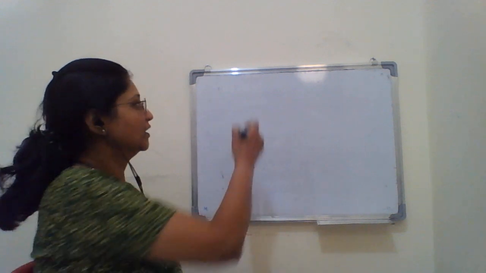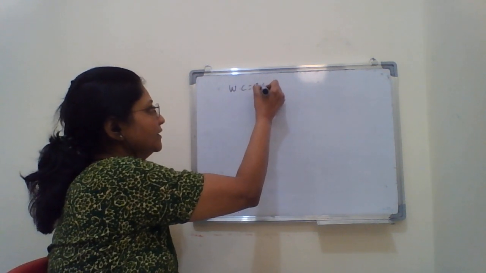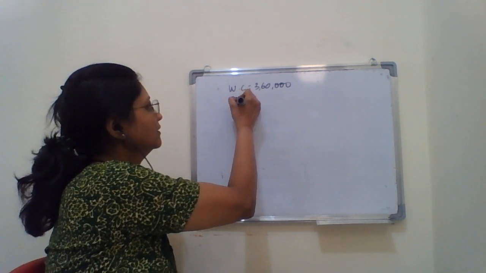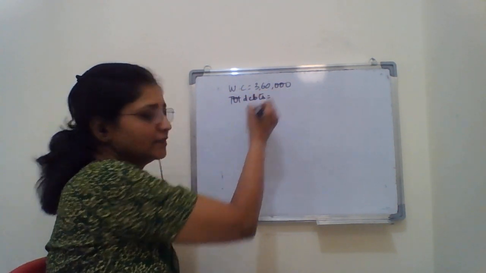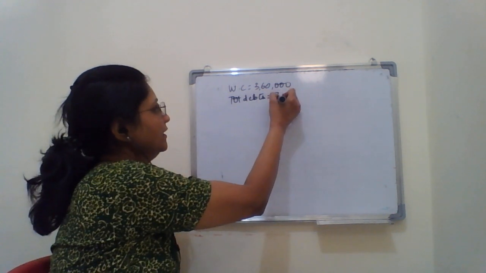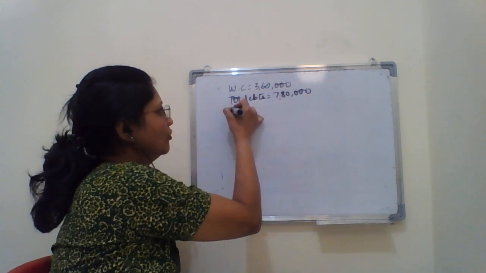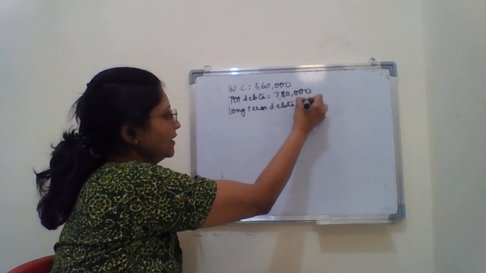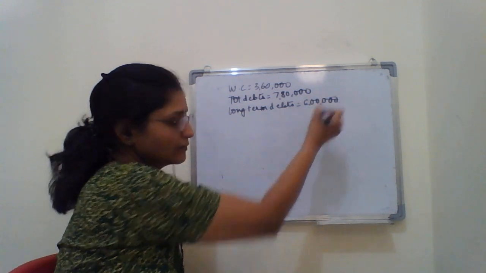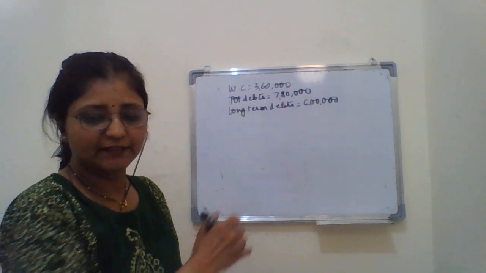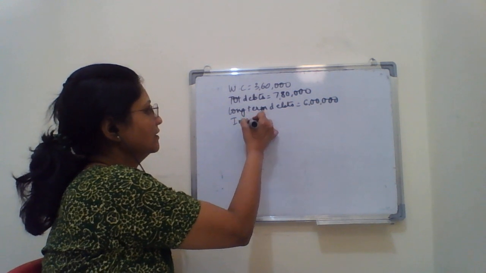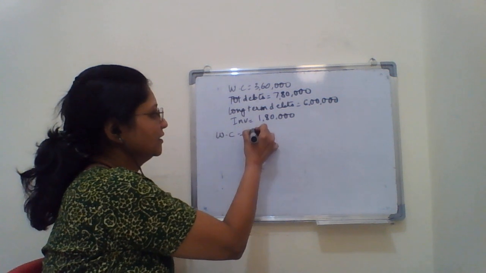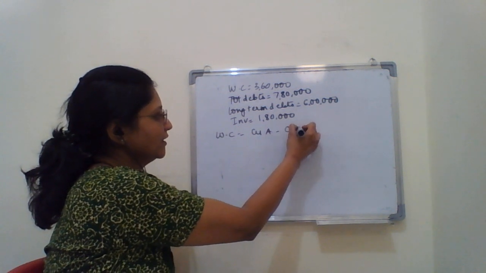Working capital of the company is 3,60,000 and the total debts are 7,80,000 and long term debts are 6 lakhs, and inventories are 1,80,000. So first thing is, we know working capital is equal to current assets minus current liabilities.